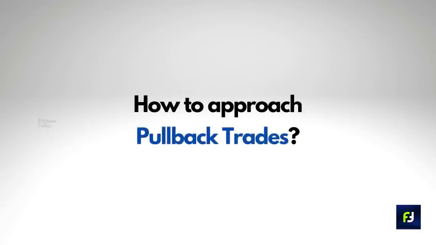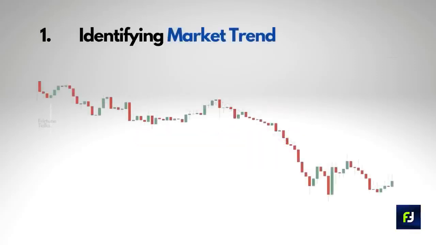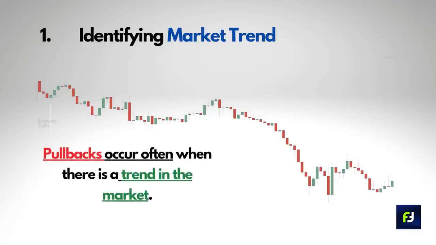So there are a few things to look for when trading a pullback. The first point is to identify the market trend. The first and foremost thing that you have to figure out while you trade pullbacks is to find the existing market trend. You must have a trend in the market because most often you will encounter a pullback opportunity when there is a trend in the market.